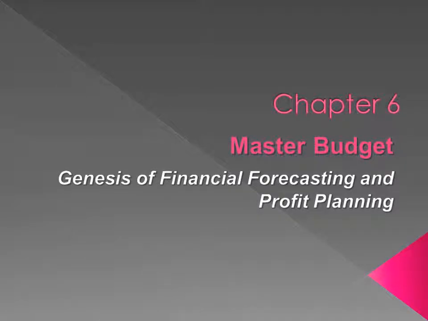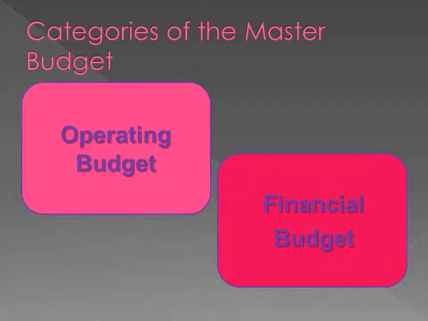Chapter 6 is about the master budget. This is what leaders use to get a comprehensive view of the financial state for their company. The master budget has two main budgets, the operating budget and the financial budget. And as you will see underneath both, there are several subcategories.